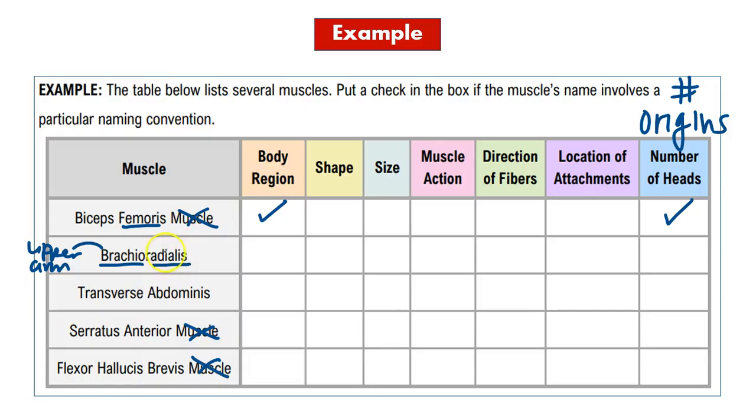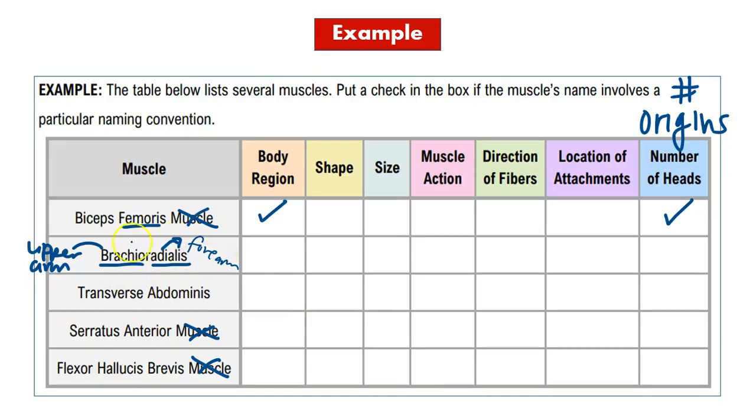Radialis means that you're talking about the radius, which is going to be a part of the forearm. Yeah, I need to write that down. It's going to be a part of the forearm here. And what can we do with that information? Let's put forearm here. Well, that means we can go ahead and figure out the location of these different attachments.